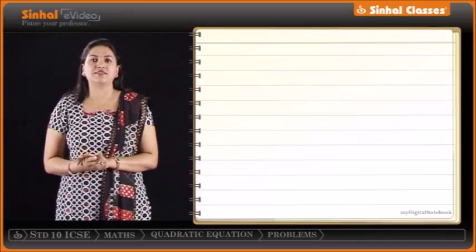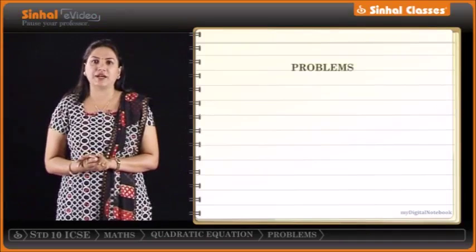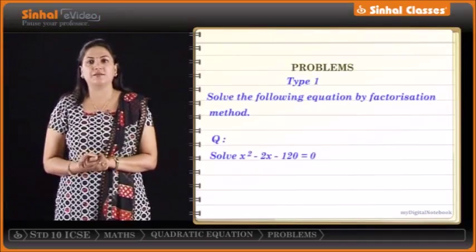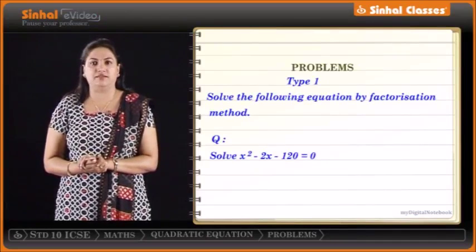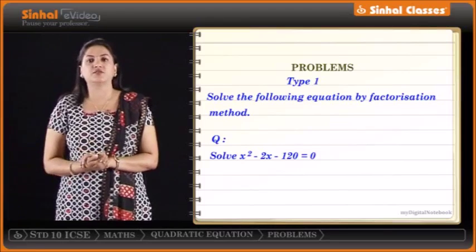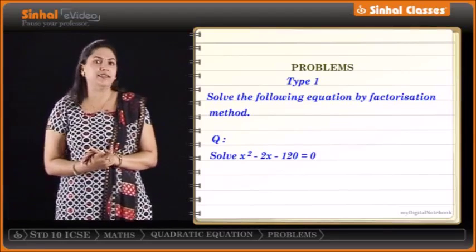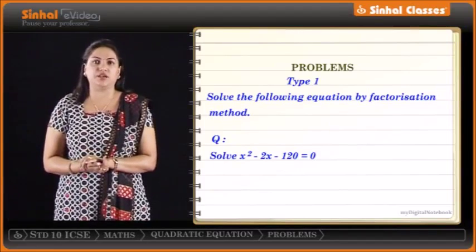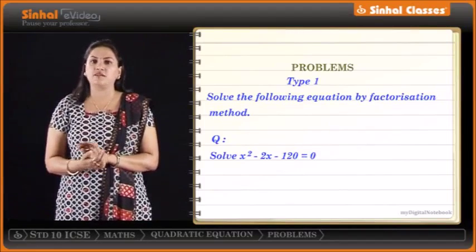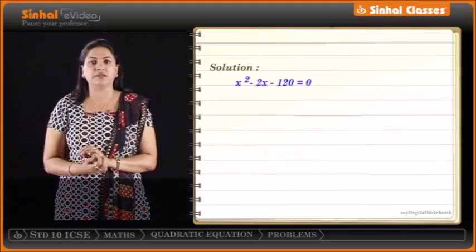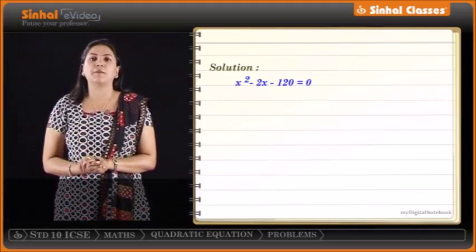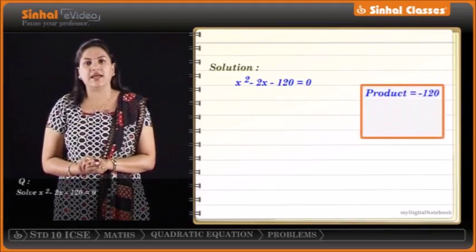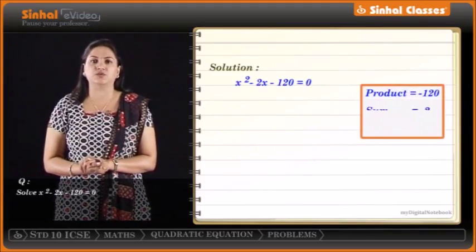Now let's solve some problems on quadratic equations. The first type: solve the following equations by factorization method. The first one, solve x square minus 2x minus 120 is equal to 0. Now here to solve this, we want two numbers whose product is minus 120 and the sum is minus 2.